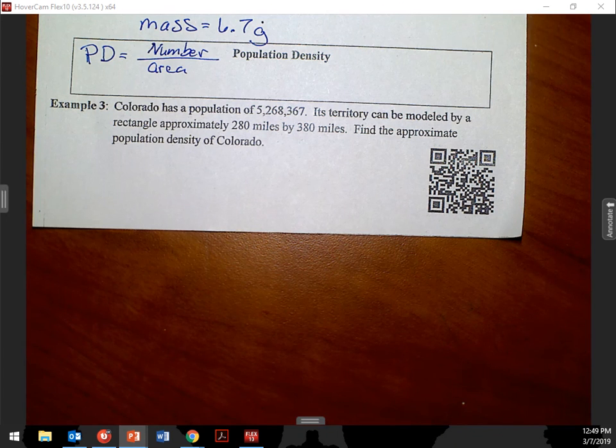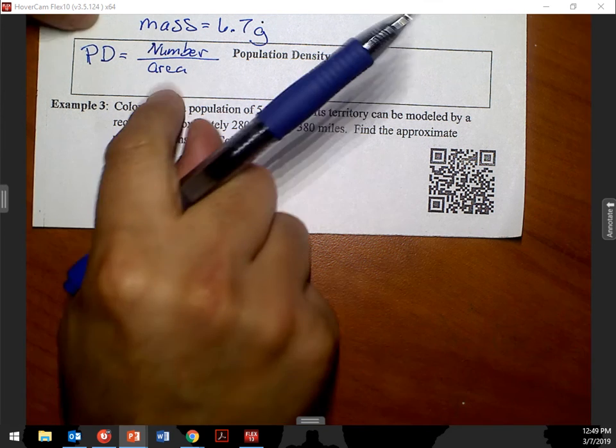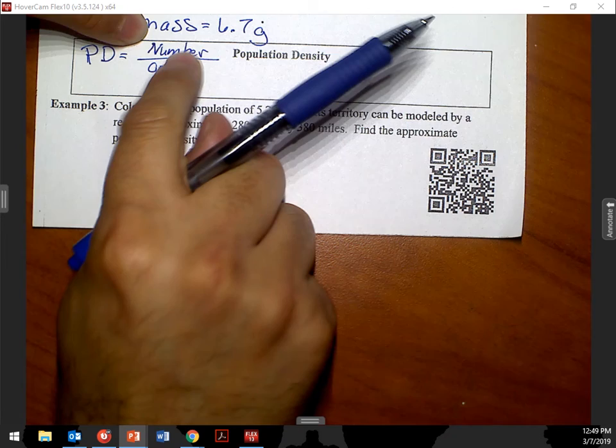So I wrote number because we're not always talking about people. We could also talk about lions and tigers and bears in a certain area. So over whatever area that we have. Okay, so now, if population density is equal to the number divided by the area, what would I do to figure out the number? To get the number by itself, what would I have? That would be the population.